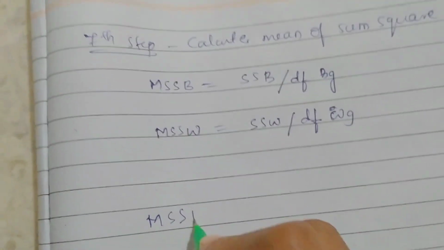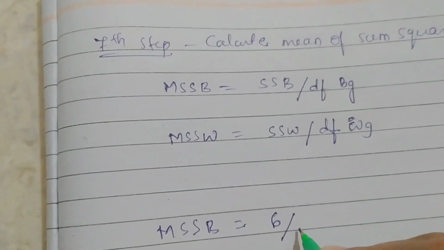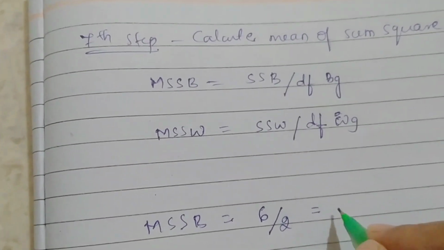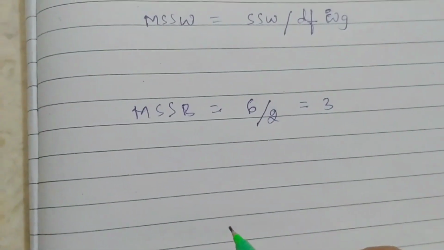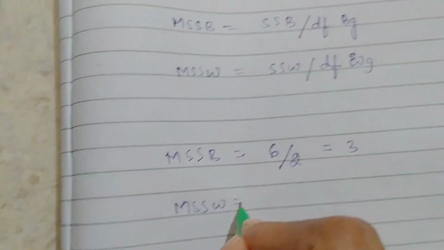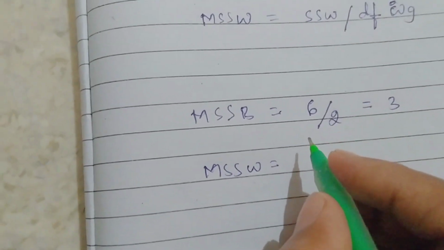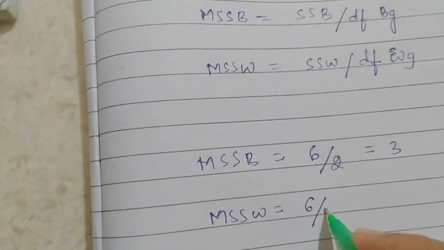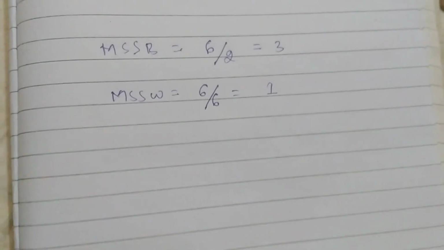So for the mean of sum square between the groups, we had the sum square value as 6 and degree of freedom as 2. After dividing this, we'll get the value 3, which is our mean of sum square between the groups. Similarly for the mean of sum square within the group, the sum square value we took as 6, divided by the degree of freedom we got as 6. So 6 divided by 6 gives 1.